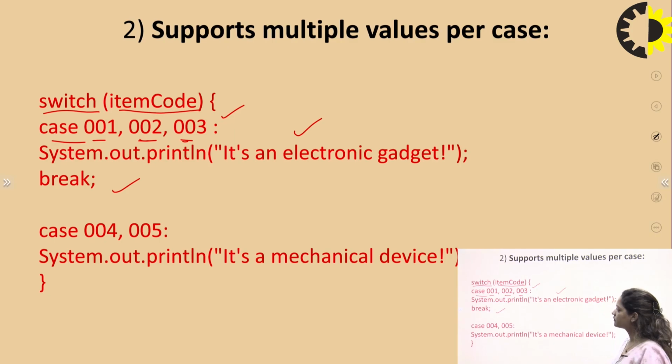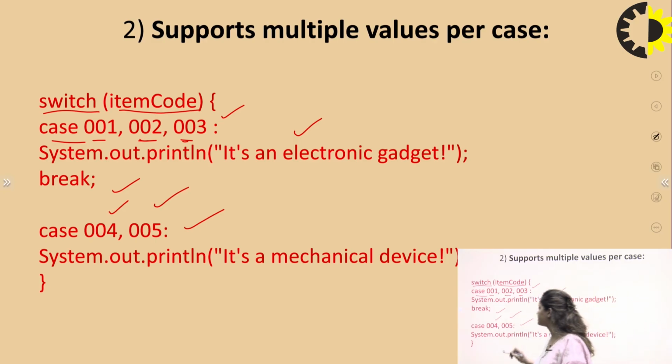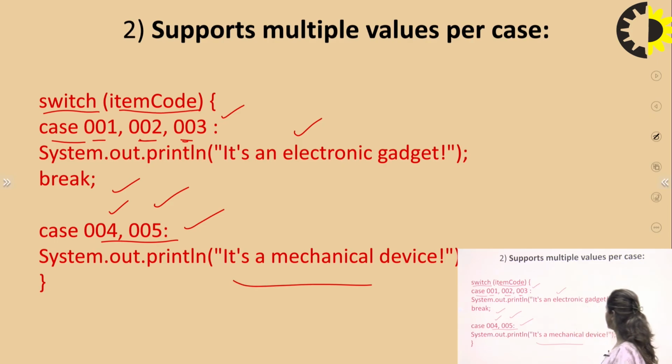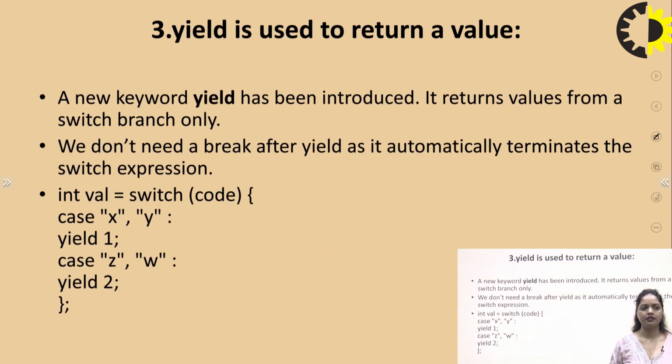Later we will see how this break statement is replaced by another keyword. And we have another case which again supports multiple labels, 2 labels, 004 and 005. Here it will print it is a mechanical device. So this switch expression is capable of holding more than one label in a particular case, whereas in a primitive switch statement only one label is supported by a case. So this is one of the advanced features of the switch expression over the switch statement.